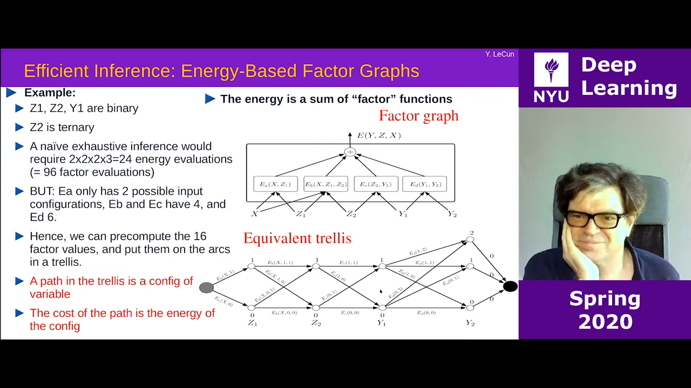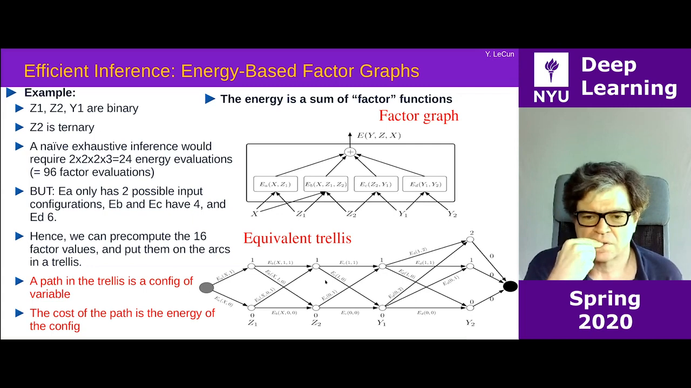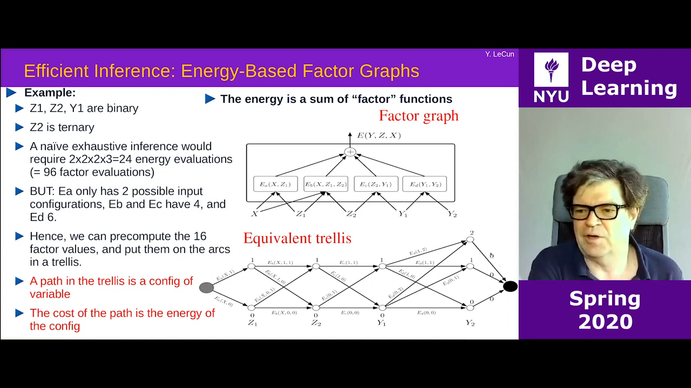Is that clear? Yeah, that makes sense. Thank you. And then, the zeros before the black node, those are zeros just because the summation itself is zero energy, right? Yeah, that's right. Okay.